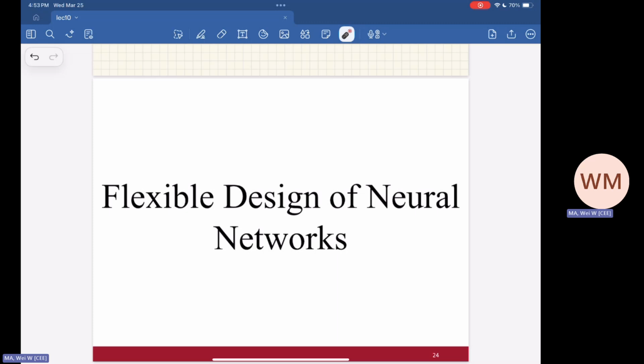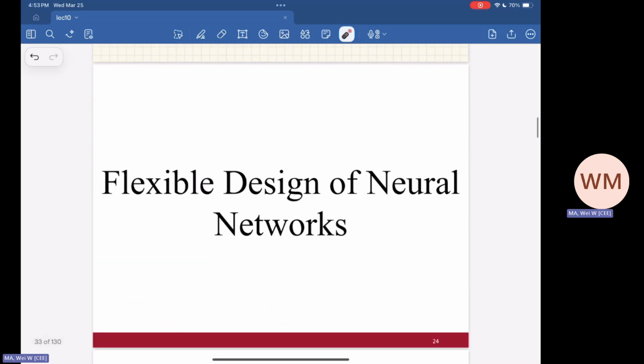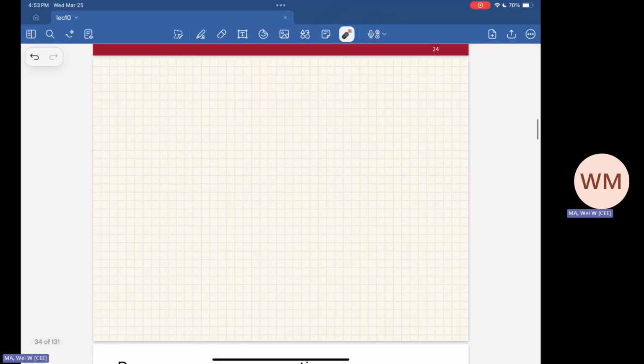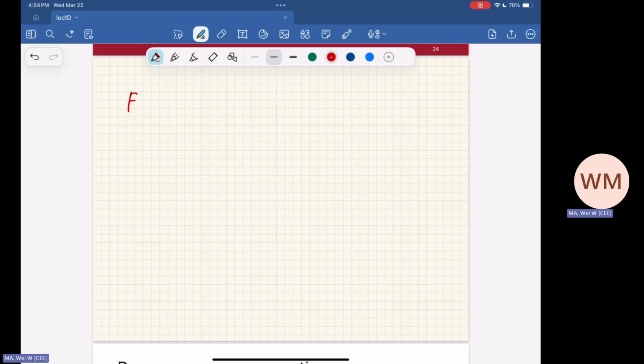Okay, so let's move on. From my previous description, I think you'll notice that there's a very important feature of neural network, that is flexible. By flexible, I basically mean that as long as you give me the input and output dimension, so this is the data dimension, this is the output dimension, in the middle you can do anything that you want. How many neurons in each layer is actually decided by yourself.